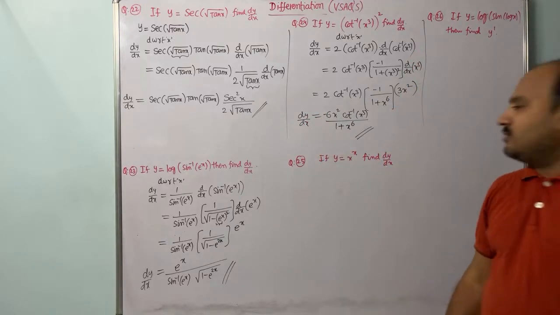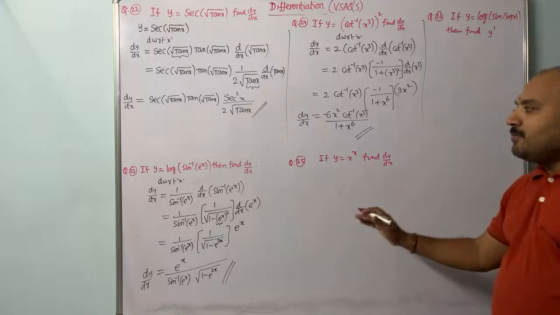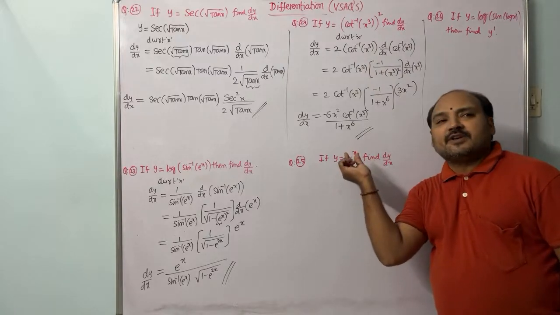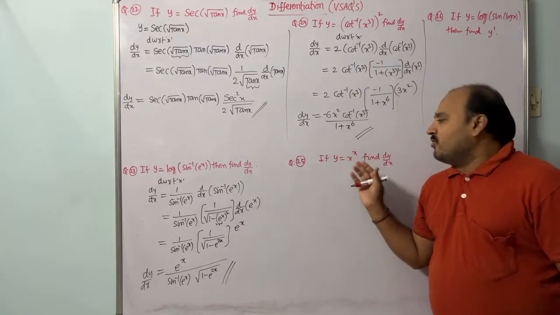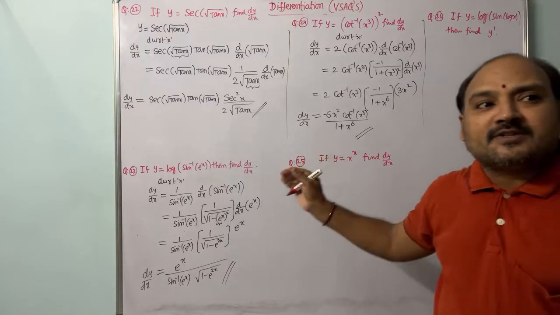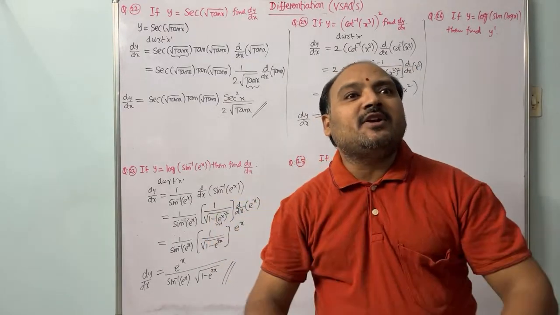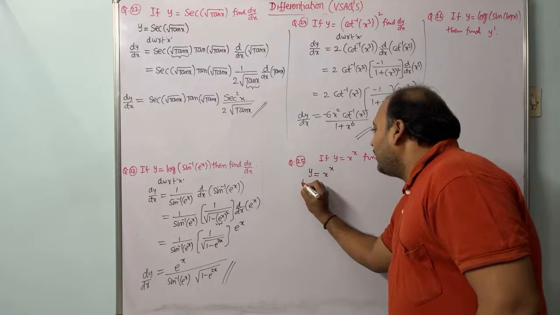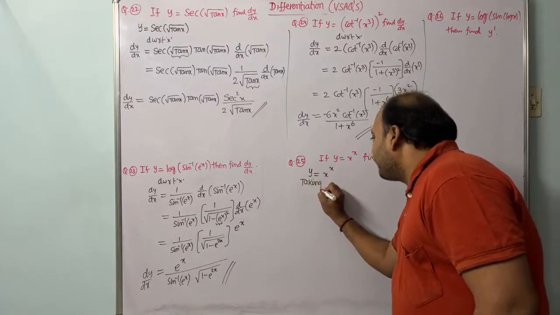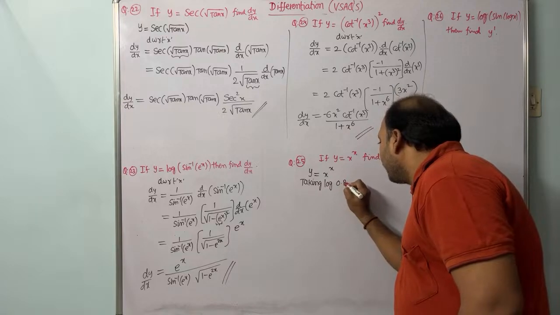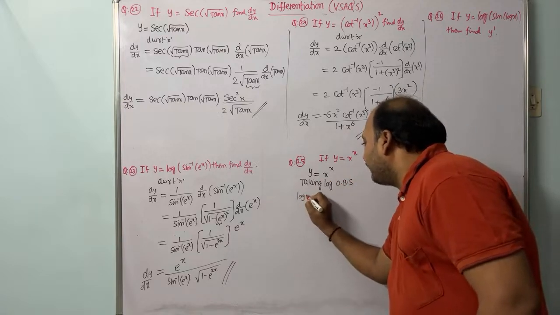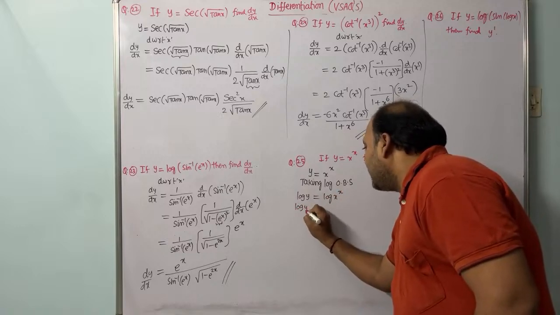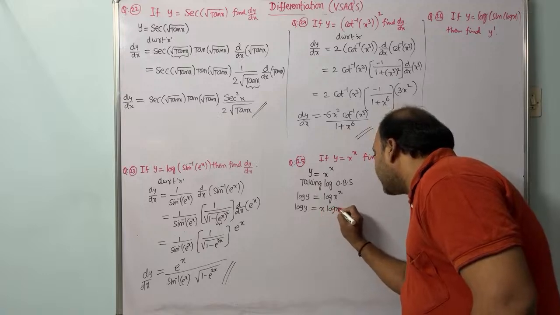Once again we go through that. If you come to question number 25, it is in the form of f of x whole power g of x. Of course f of x, g of x both are same. Whenever it is in the form f of x whole power g of x, take log on both sides and then differentiate. So first we write y is equal to x power x. Taking log on both sides, log y is equal to log x power x. So log y is equal to x into log x.